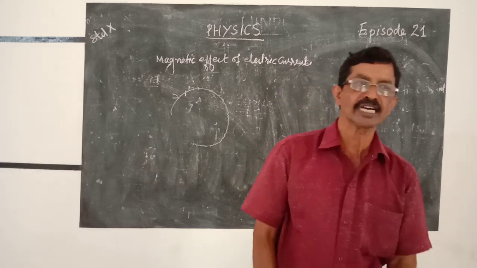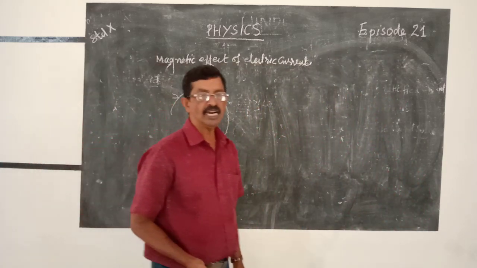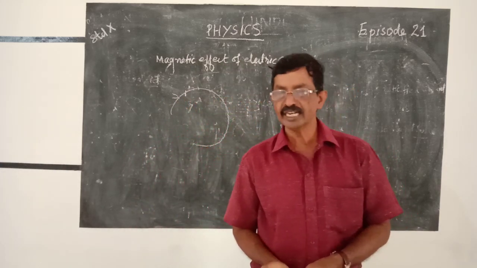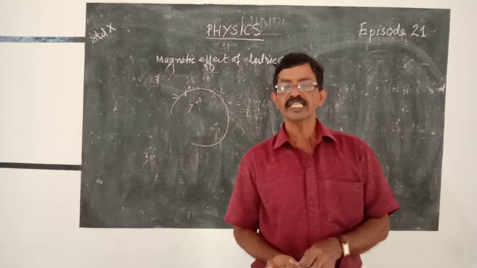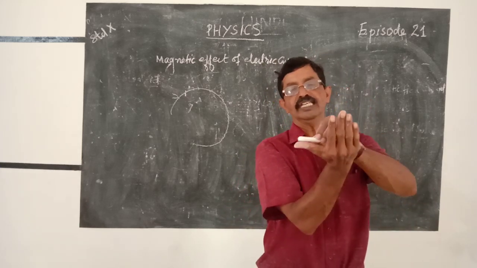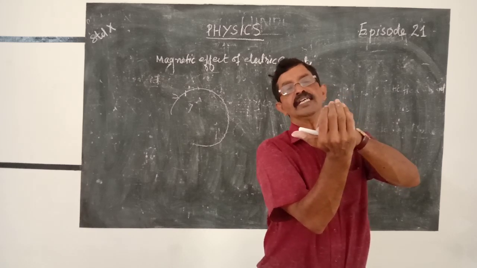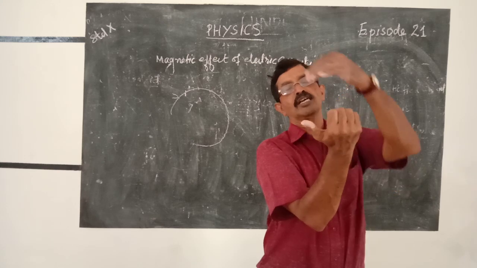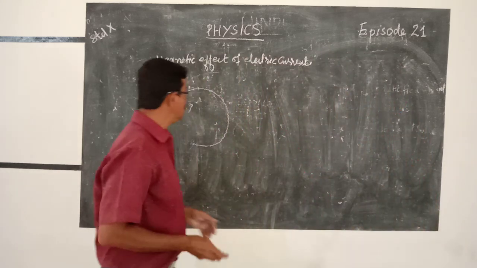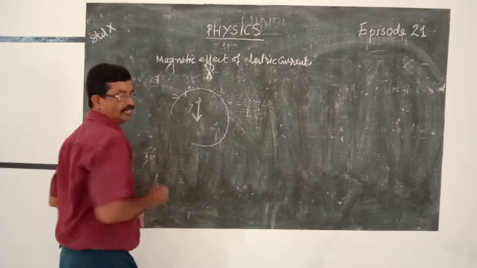What is the direction of the magnetic field? Outside the coil it will be in the upward direction and inside it will be in the downward direction, in this manner. Suppose we hold it in this way, then you see the finger outside is going up and encircling this one, it will come inside. So outside it goes upward and inside it is downward.